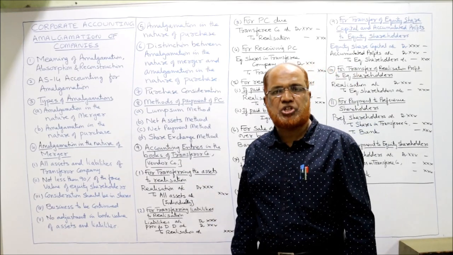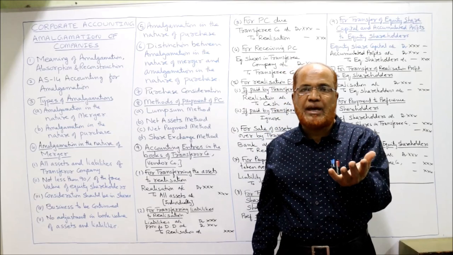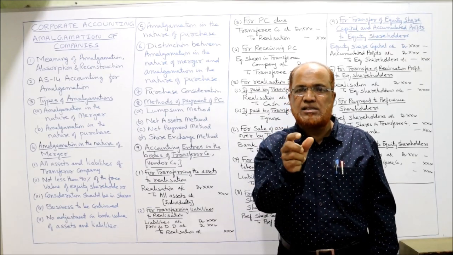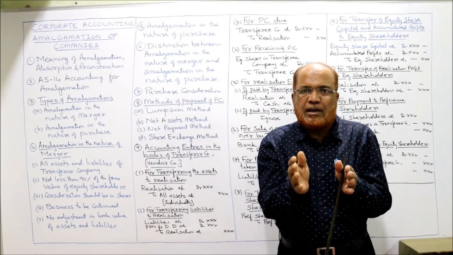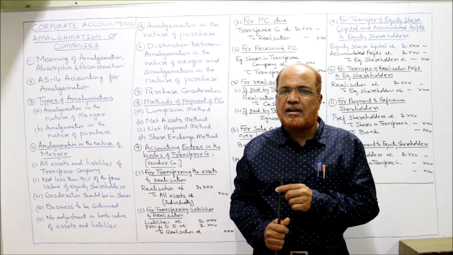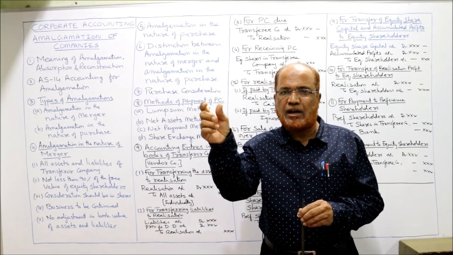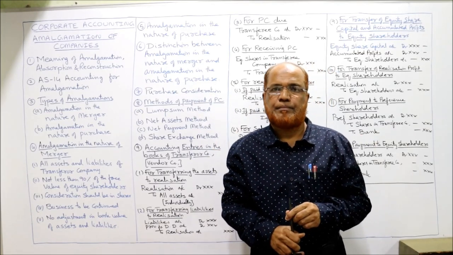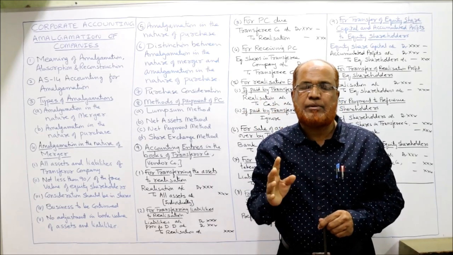The last one is the share exchange method. In the share exchange method, the shares will be exchanged between the transferee company and the transferor company based on the intrinsic value or market value. Both the companies will calculate the intrinsic value of shares, or market value, any one value. Suppose I am taking intrinsic value. We calculate the intrinsic value of a share of B Limited and of A Limited. After calculating, we find the total value of the company. That total value of the company will be divided by the intrinsic value of a share of B Limited. We'll get the number of shares. So many shares will be issued by B Limited to A Limited.